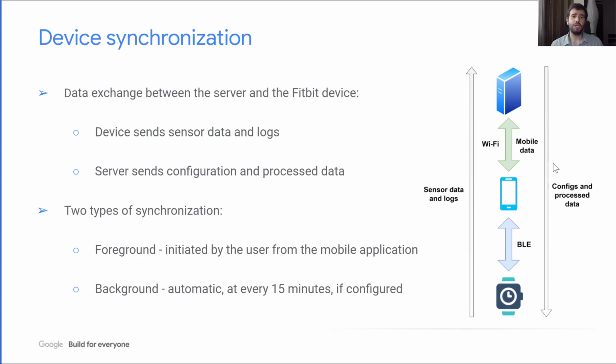Synchronization can be initiated in the mobile application by the user in foreground, or it can be done in background every 15 minutes if this feature is enabled. The background synchronization requires a BLE bond with the mobile device, and the Fitbit device needs to be in range.